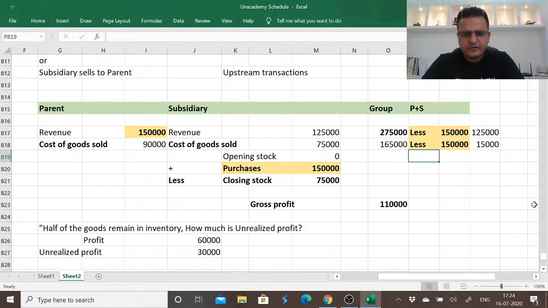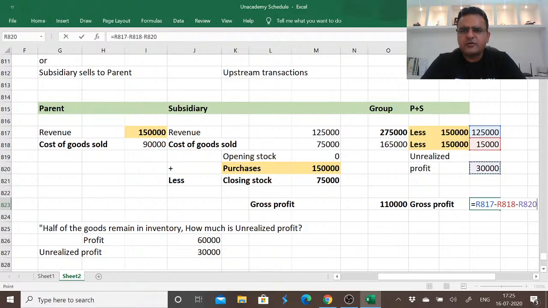There's one choice. One choice is to include unrealized profit as part of it, which is 30,000. So the gross profit automatically gets adjusted: equals 125 minus 15 minus 30, because the total cost of sales is now 45,000. It turns out to be 80.